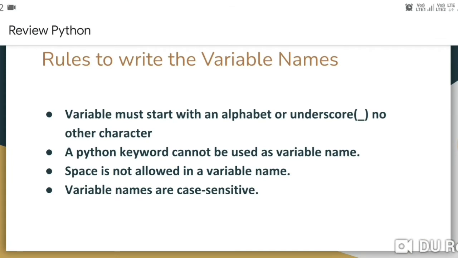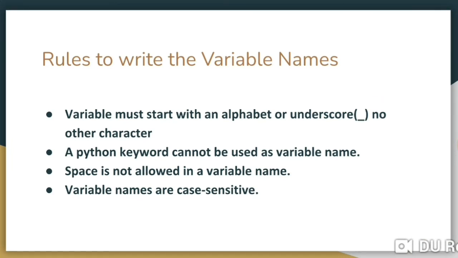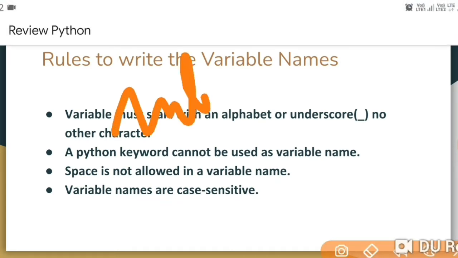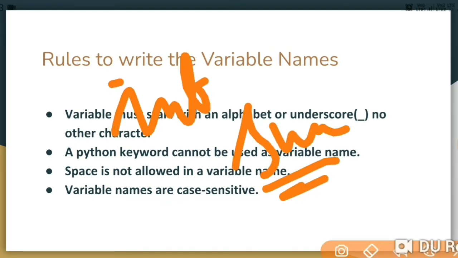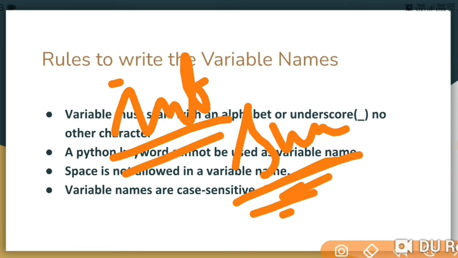The next one is you are not allowed to use any keyword of Python as a variable name, like int, sum. You cannot use these types of words because these words are keywords which already exist in Python. If a word already exists, you cannot give a variable the same name.